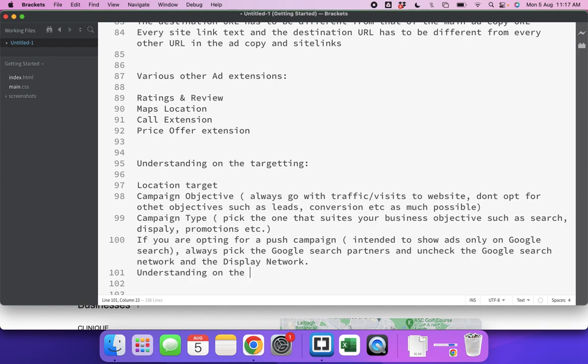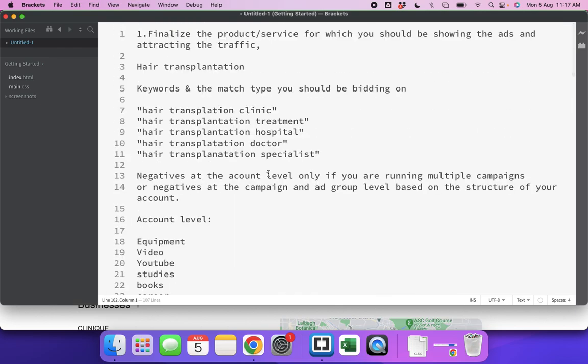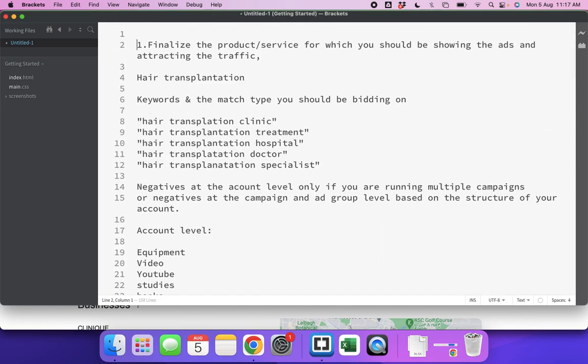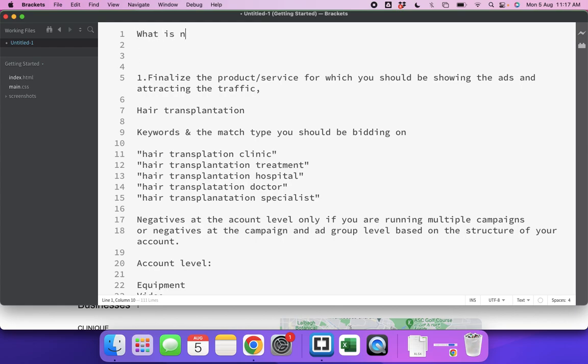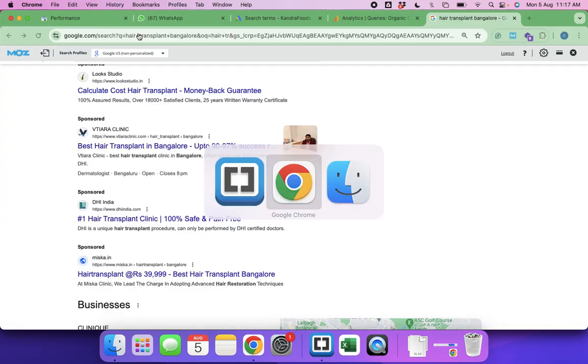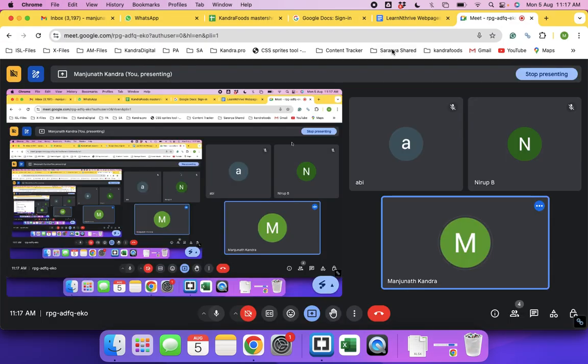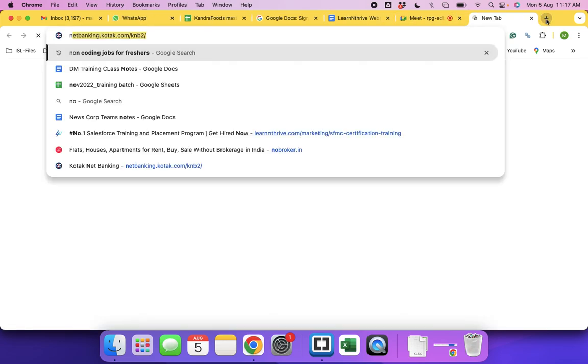Understanding the CPCs so that you can set the maximum CPC. To launch one search campaign, you need all of these details. What is needed to launch a Google search campaign? Okay, this much is needed. Coming back, notes.